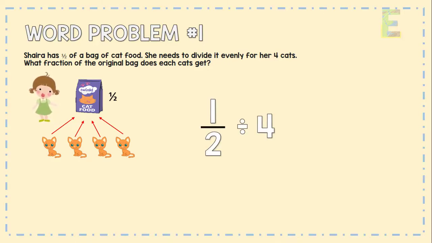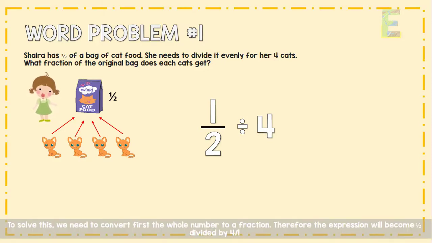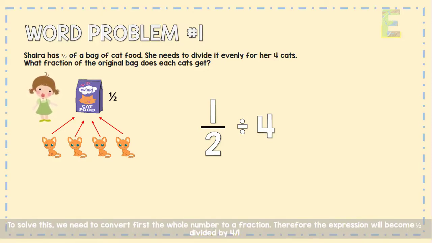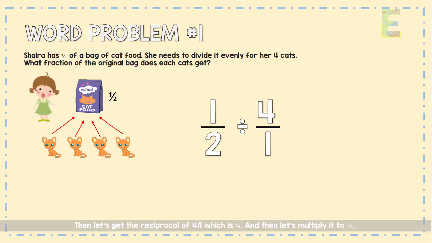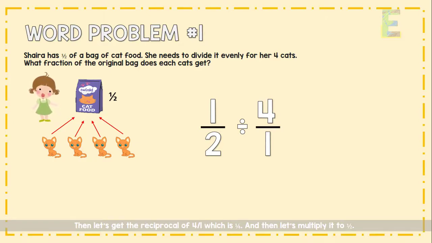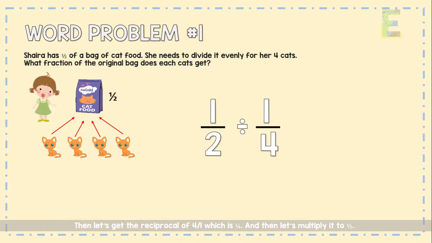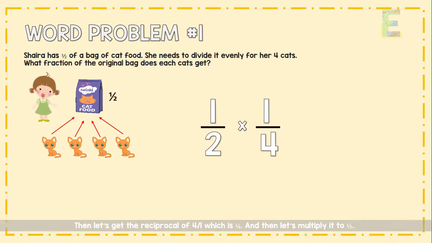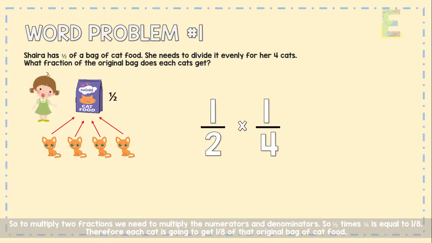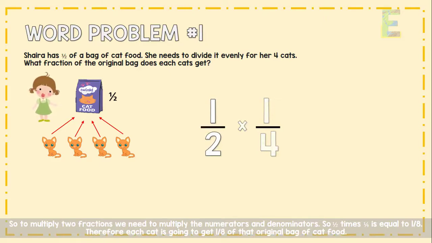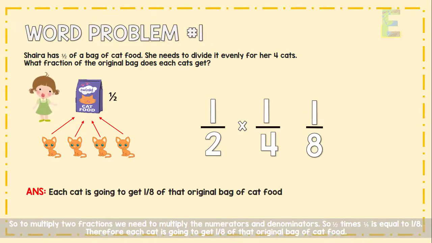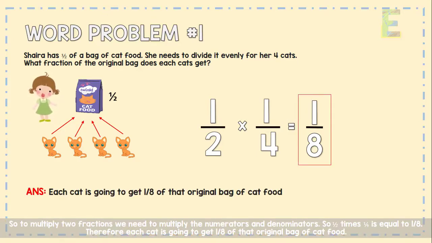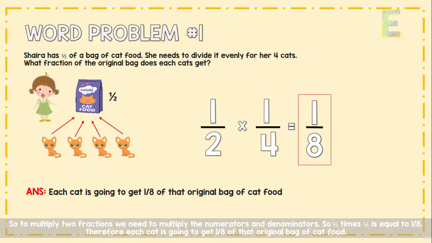1/2 divided by 4. To solve this, we need to convert first the whole number to a fraction. Therefore, the expression will become 1/2 divided by 4 over 1. Then, let's get the reciprocal of 4 over 1, which is 1 over 4. And then let's multiply it to 1 over 2 or 1/2. So to multiply two fractions, we need to multiply the numerators and denominators. So 1/2 times 1/4 is equal to 1 over 8. Therefore, each cat is going to get 1 over 8 or 1/8 of that original bag of cat food.